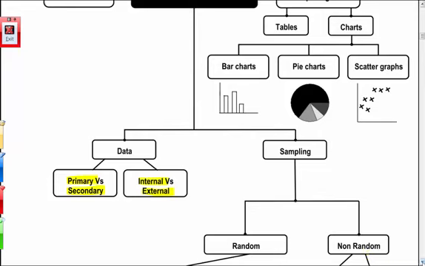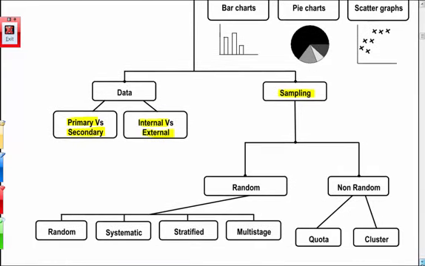When we're collecting data then, rather than doing a census of the entire population, we might decide to look at a sample, and we will introduce and define the 4 types of random samples: systematic, stratified, multi-stage and the truly random samples, as well as non-random samples, so looking at quotas and cluster groups.